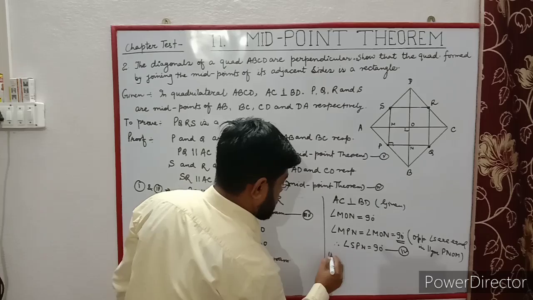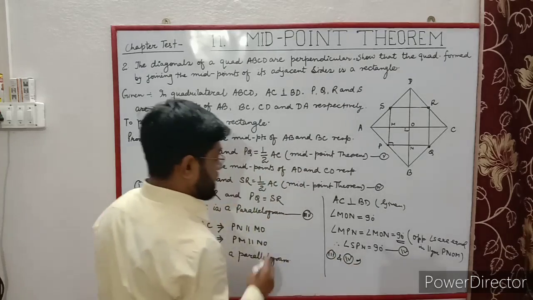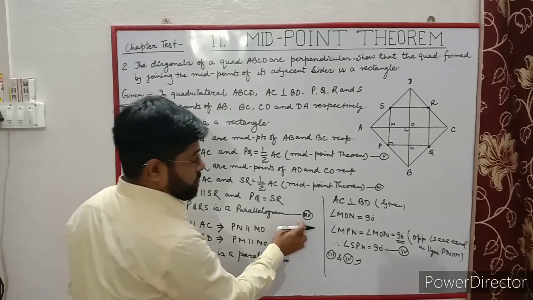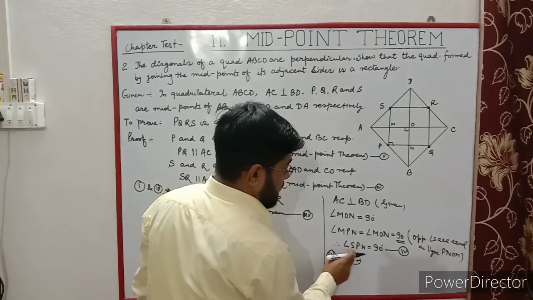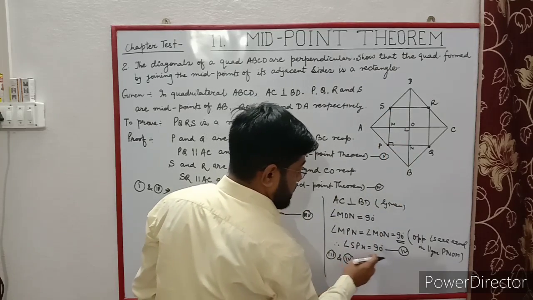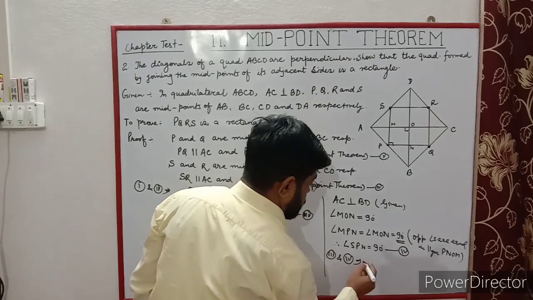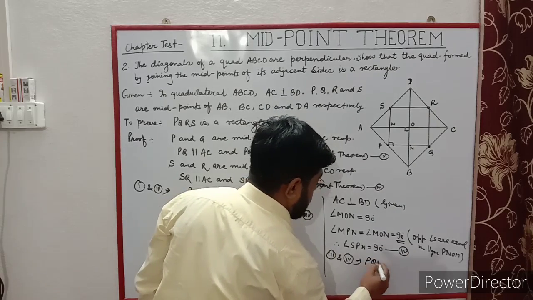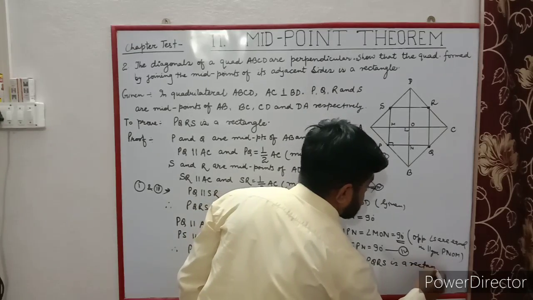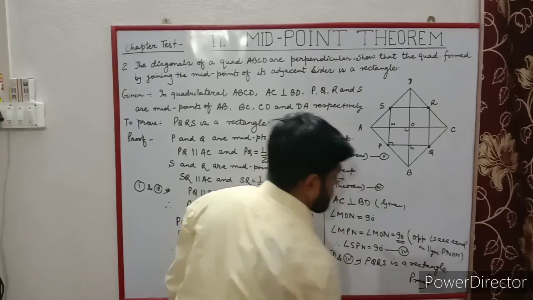Now from third and fourth, we can say that PQRS is a parallelogram, it is given in equation third, and angle SPN is 90 degrees, it is given in equation number 4. So we can say that PQRS is a rectangle. Proved.